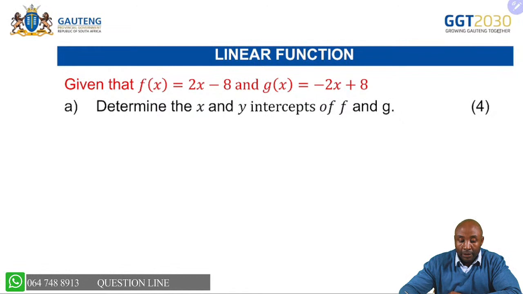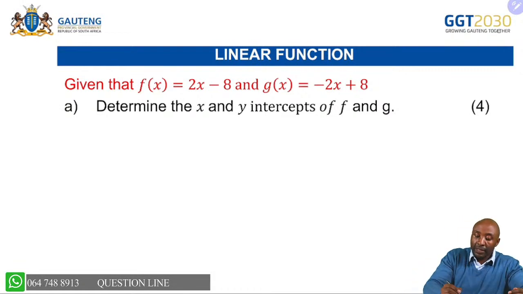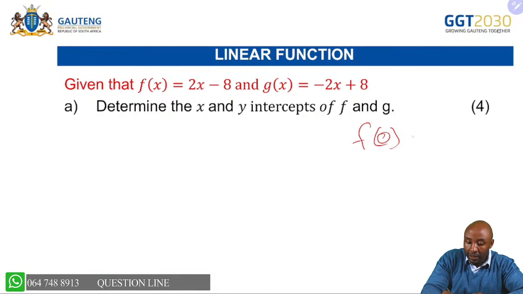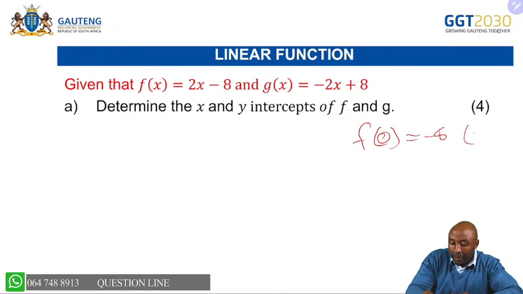Right. Welcome back. I know this was very easy. To get our y-intercept for the graph of f of x, we will just say f of 0, and where there's x, we put 0, we know that we'll get -8. So meaning our y-intercept will be 0 and -8.